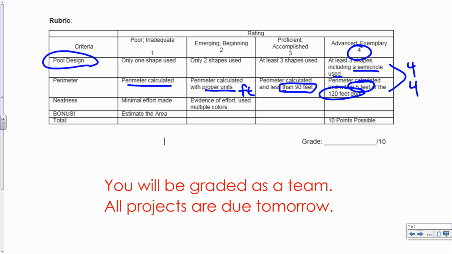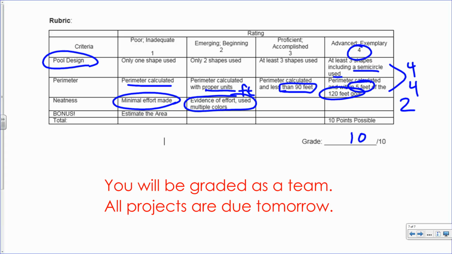Now there's a neatness one, okay? I understand you're not all artists, and I'm not going to be super picky, but if there's minimal effort, you'll only get 1, but I need to be able to tell that you made some effort. You used multiple colors, and you made it neat. There's your additional 2 points for a total of 10 out of 10.